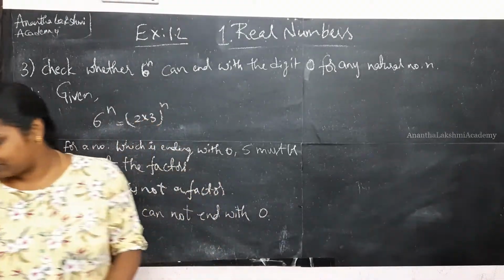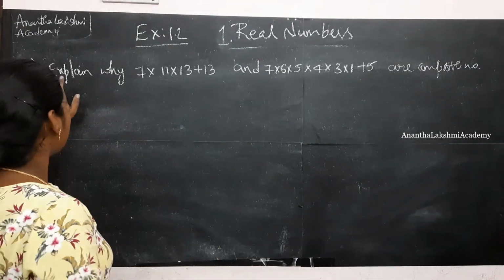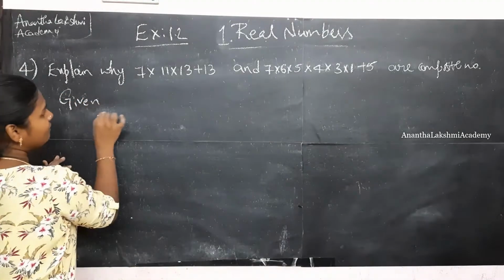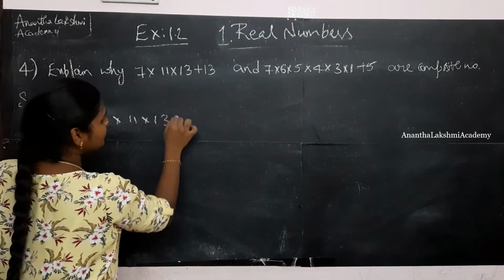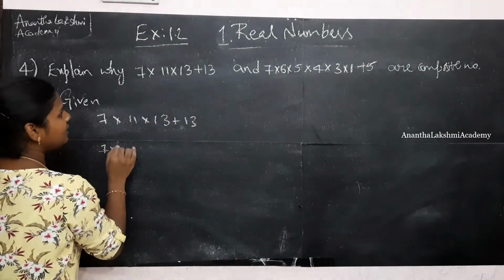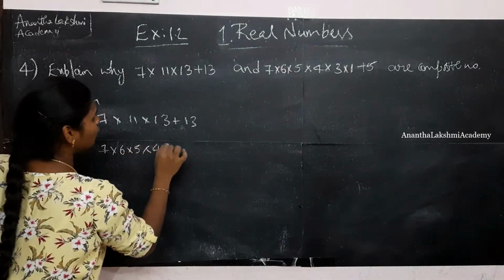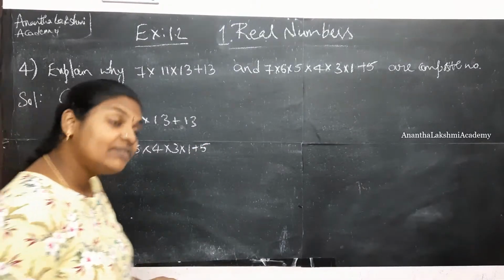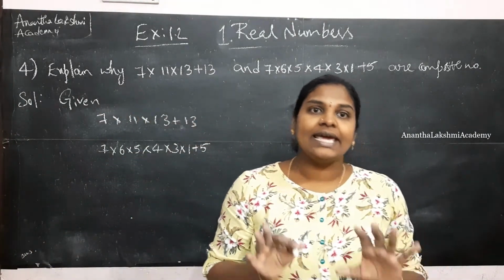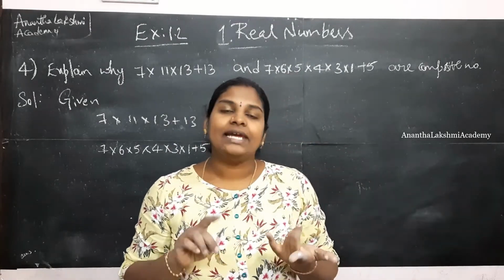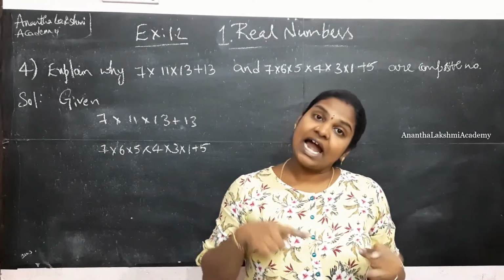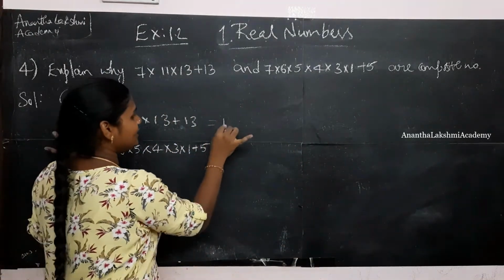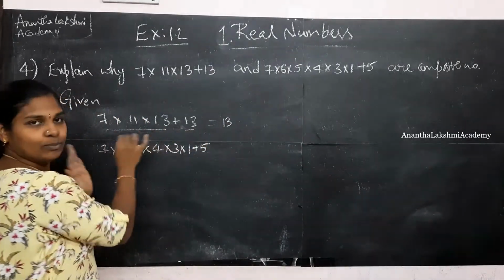Let's jump into problem number 4. Here we are at the fourth problem. Explain why 7 into 11 into 13 plus 13, and 7 into 6 into 5 into 4 into 3 into 2 into 1 plus 5 are composite numbers. What is the definition of composite numbers? A number is said to be composite when it is divisible by 1, itself and any other number. Isn't it?